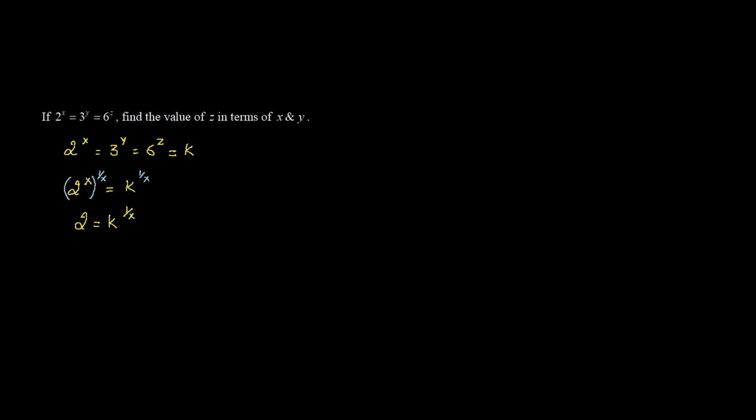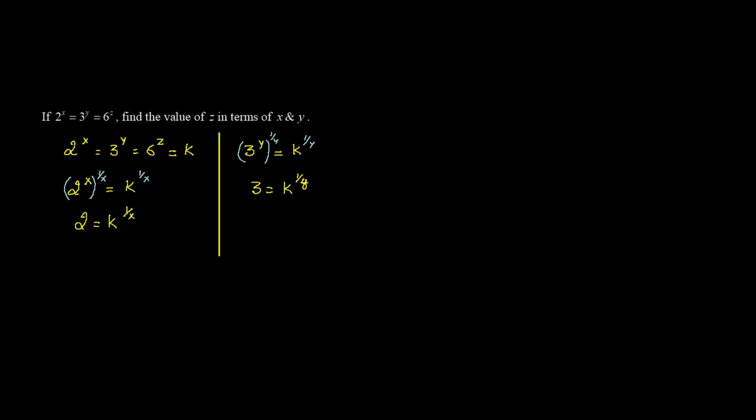In a similar way, if we go for the second part, which is 3 to the power y is equal to k, and then we take the exponent 1 over y on both sides, we get 3 is equal to k to the power 1 over y.